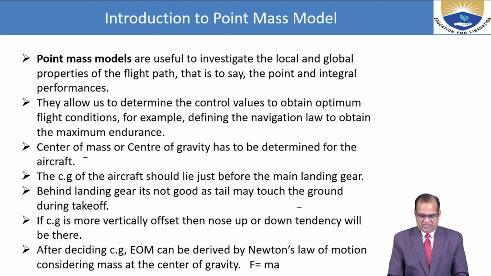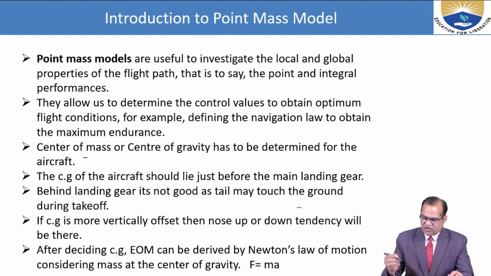The center of mass or the center of gravity has to be determined for the aircraft. The CG of the aircraft should lie just before the main landing gear. Behind the landing gear is not good, as the tail may touch the ground during takeoff. If the CG is more vertically offset, then a nose up or down tendency will be there.